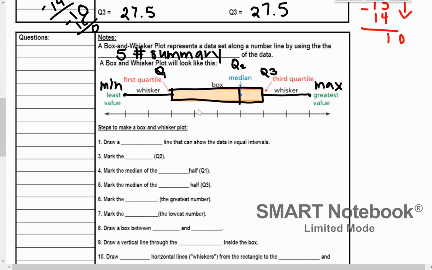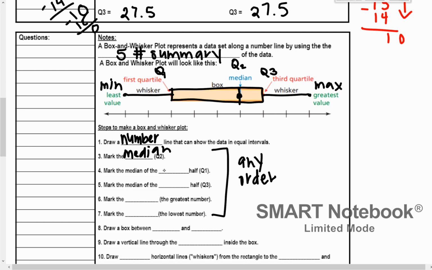The very first thing we do when we do a box and whisker plot is we draw a number line that can show the data in equal intervals. Okay, since this is just a diagram, there are no numbers down here on the number line because we're not using actual numbers, we're just labeling what it looks like. The very first thing we want to do is mark the median, just with a dot. And we can do any of these steps right here in any order. You just have to put all your dots for your 5-number summary on the line. It doesn't matter the order.